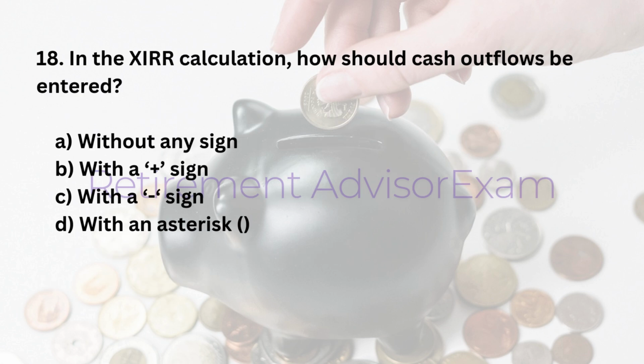18. In the XIRR calculation, how should cash outflows be entered? A. Without any sign. B. With a plus sign. C. With a dash sign. D. With an asterisk. Answer, C. With a dash sign.